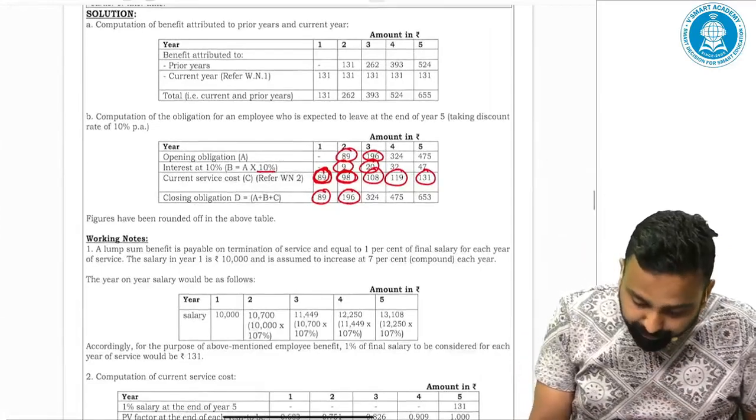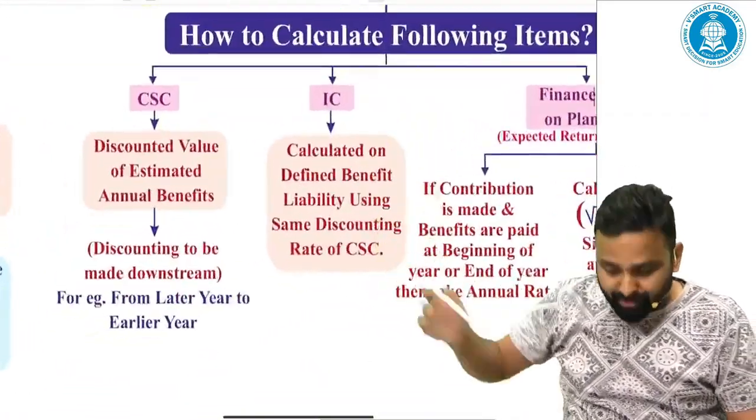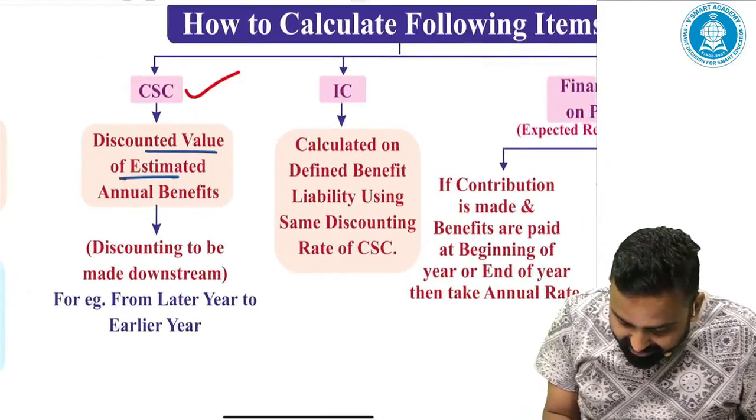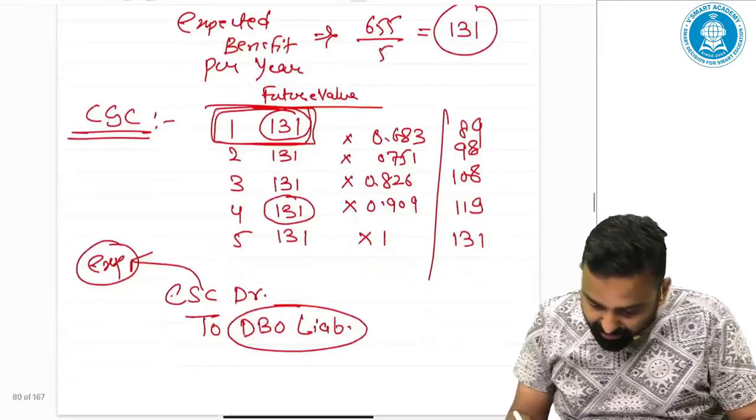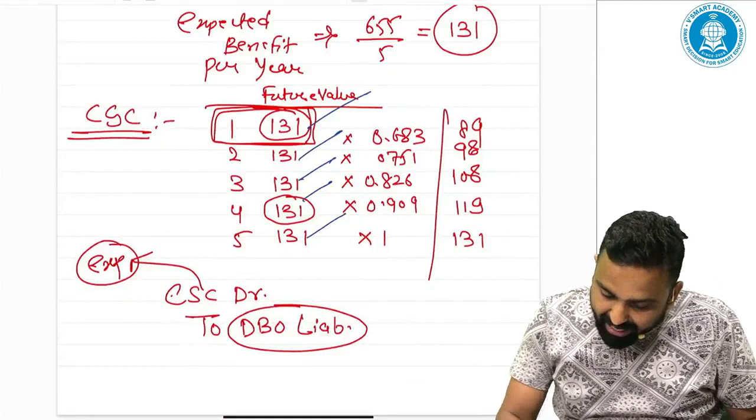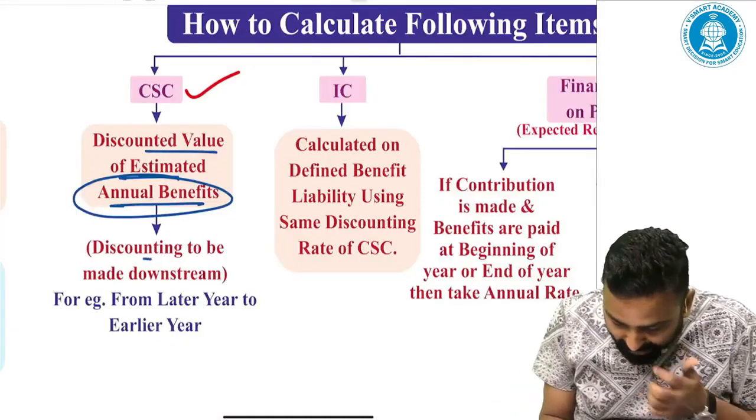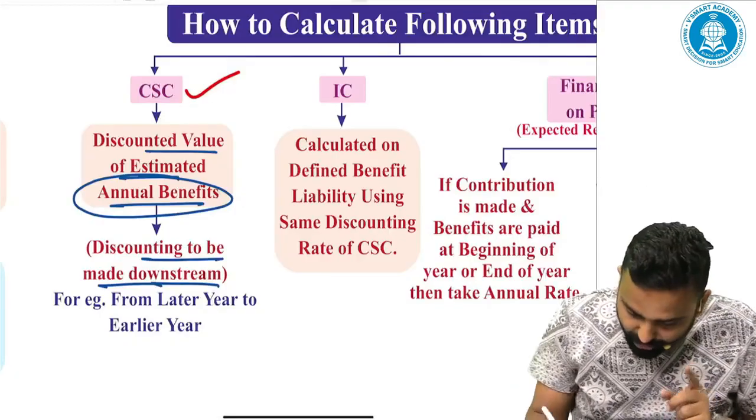Now you got the point? So look at this. How to calculate the following items? Current service cost. So current service cost is the discounted value of estimated annual benefits. What was the annual benefit? These were the annual benefits. And I have made the discounting of these annual benefits. Understood or not? Okay. Discounting to be made downstream. You understood the downstream? No. Actually, no. It should be upstream.